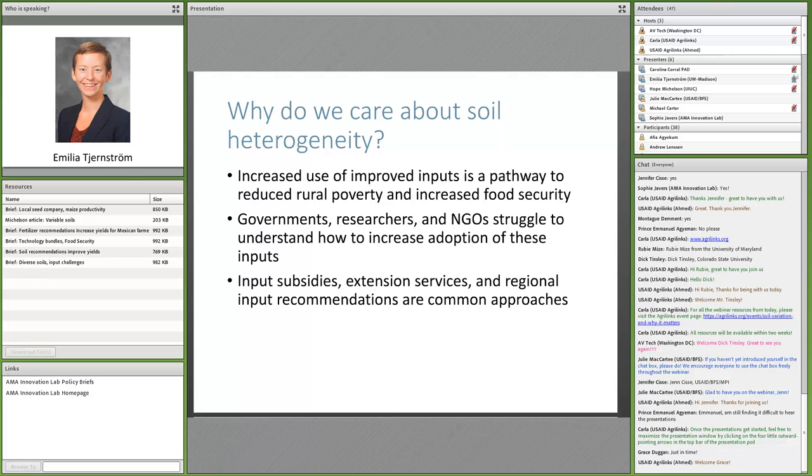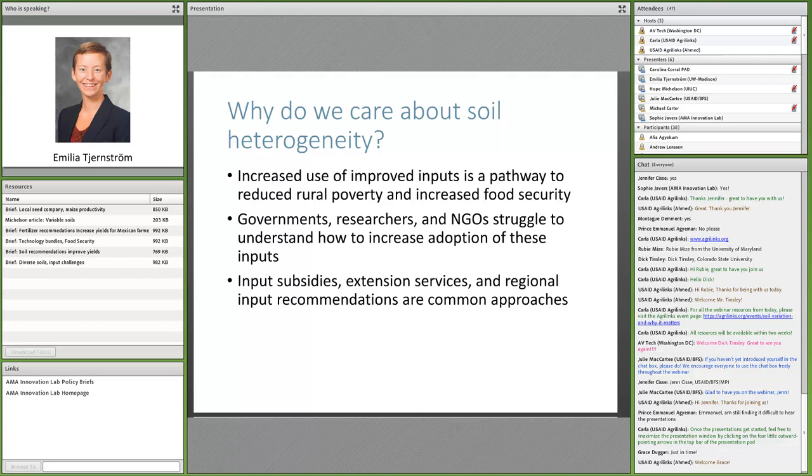Now, I think that will set up Hope and Caro really nicely, because they're then going to talk about ways in which we can leverage information about soils to maybe increase adoption of improved materials.